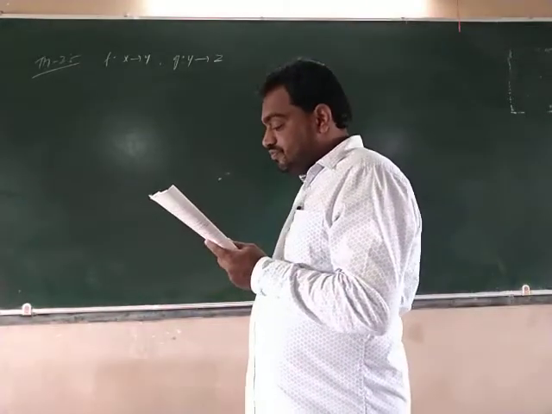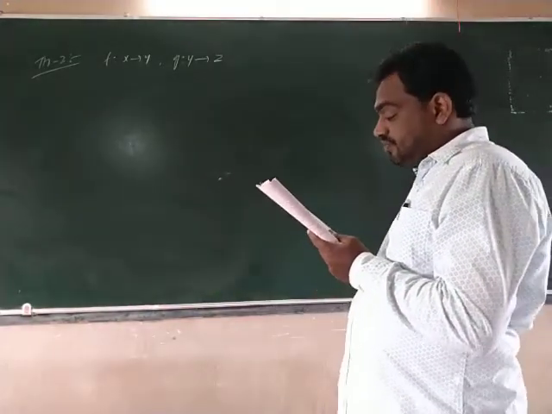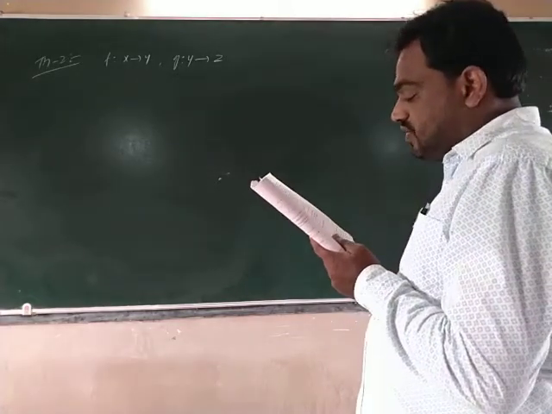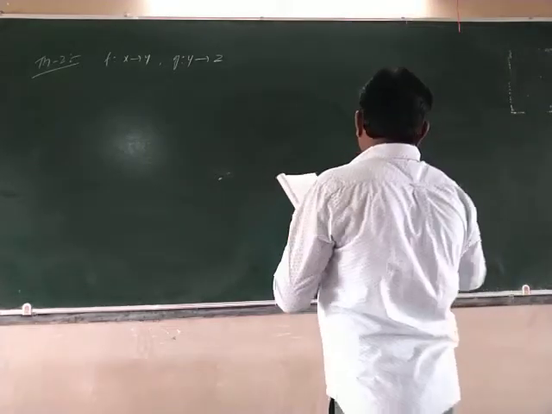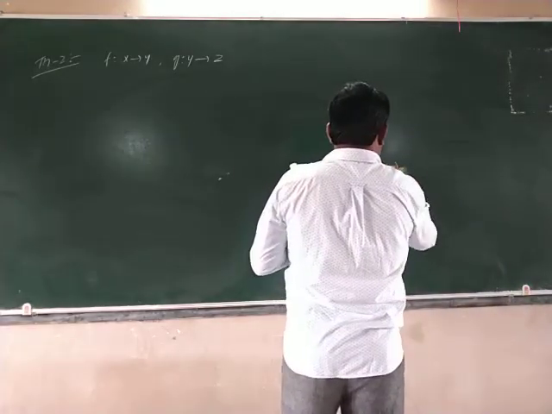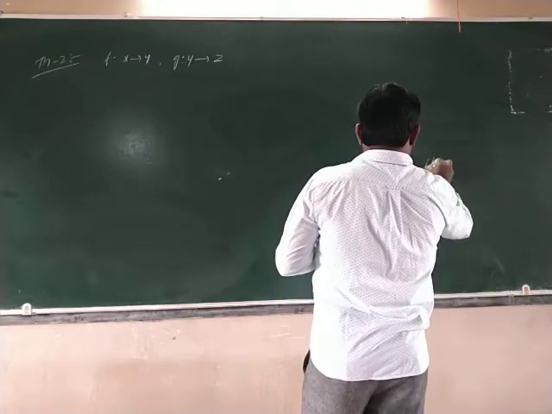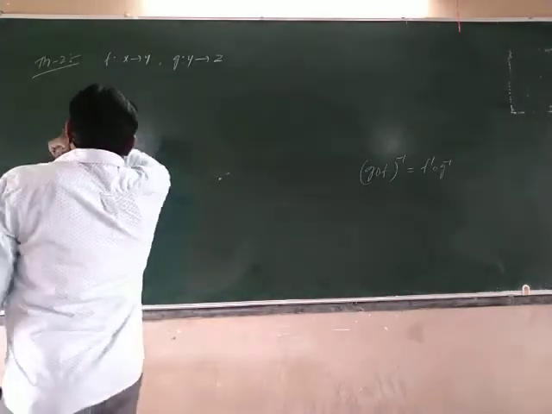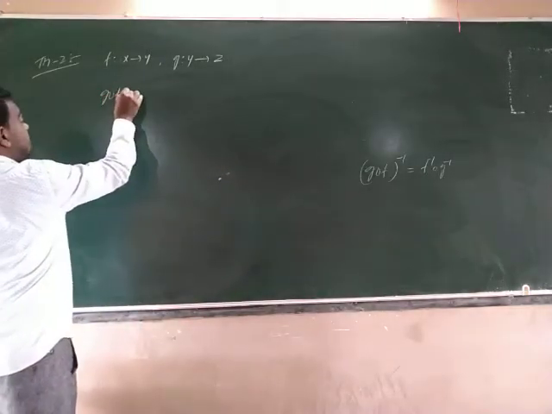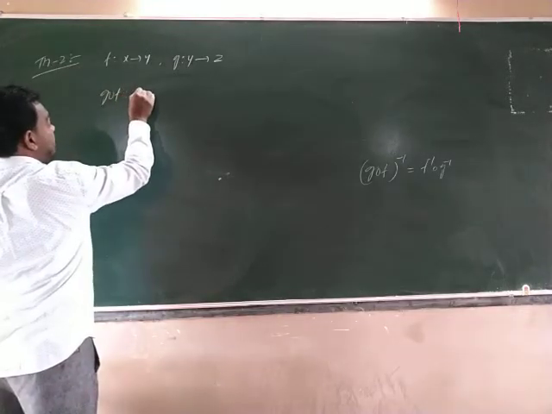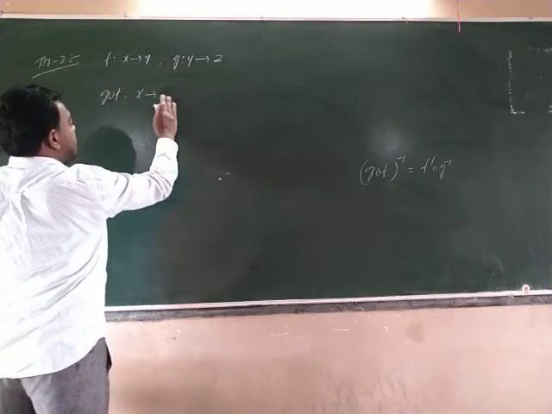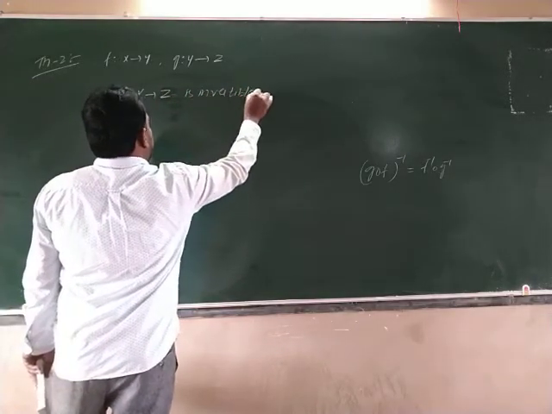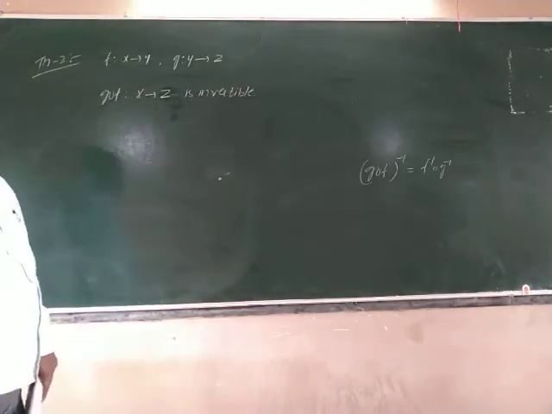Next, theorem 2. Let F from X to Y and G from Y to Z be two invertible functions. Then G circle F is also invertible, with (G circle F) whole inverse equal to F inverse circle G inverse. So this is the question. You see here, G circle F is mapping from X to Z, and X to Z is invertible again in the question. F and G are also invertible functions.